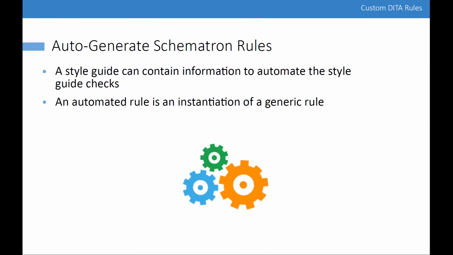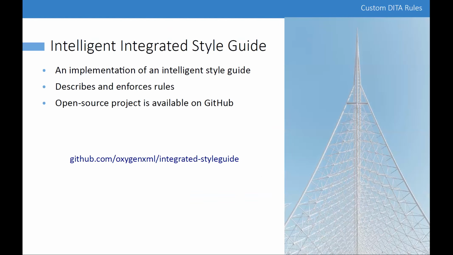Then the Schematron rules can also be auto-generated. And you can have, for example, a style guide. Some companies have a style guide about how to write the documentation and what the constraints of the documentation are. And from this type of style guide, you can also auto-generate some rules in Schematron and apply them on your documents. And I'll show you some example here. So there is an Intelligent Integrated Style Guide created. It's available on GitHub, and it's an implementation.